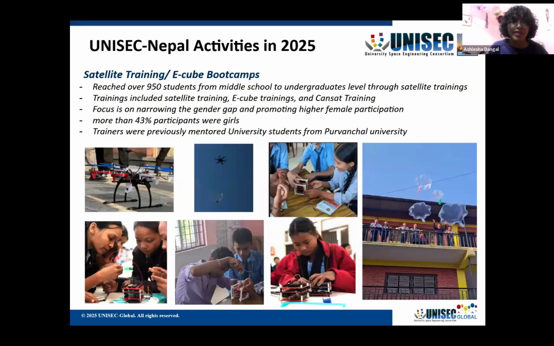Continuing with satellite training, we have continued our satellite training across schools and universities this year as well. This year's focus was narrowing the gender gap and promoting women in STEM education, along with raising future space leaders. These are some of the pictures. The bottom left is the eCube I mentioned earlier. And to the right is the students flying the assembled eCube with the deployed parachutes.